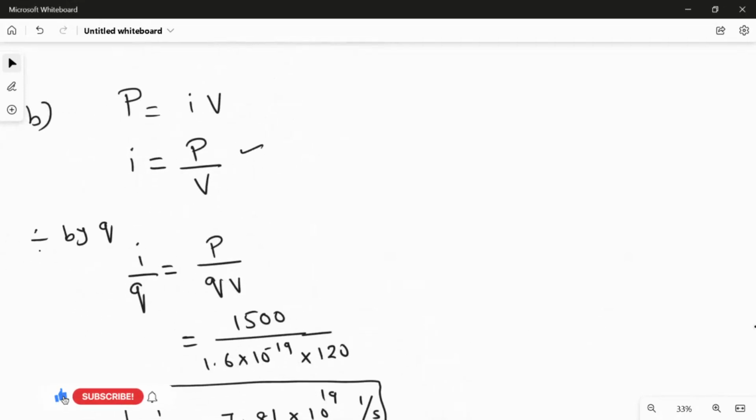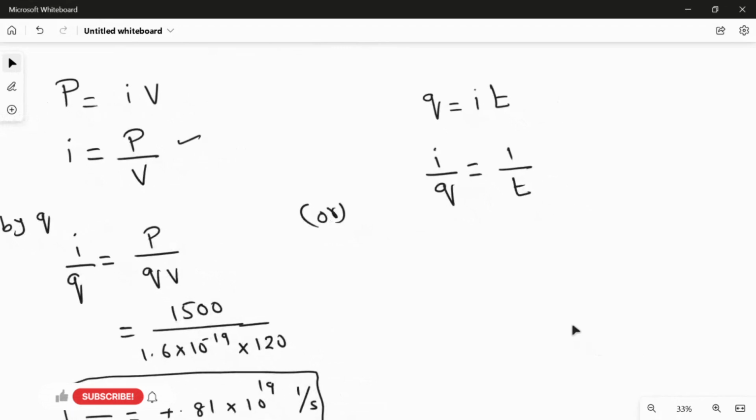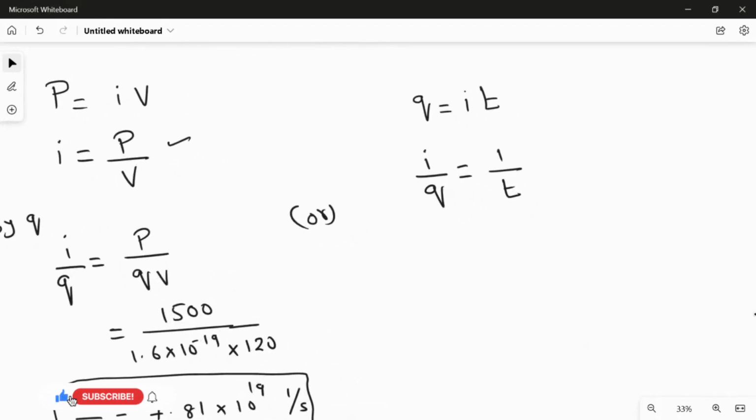So here, in the second alternate method, you can use this method also. Here I'm going to use the equation of the current. We studied in the theory, charge is equal to the current multiplied by time. So I'm going to rearrange this equation in terms of current over charge. So the current over charge is equal to 1 over time, right? Here I'm going to use the basic equation for the power. So what is that equation? Power P is equal to the energy over time, right?